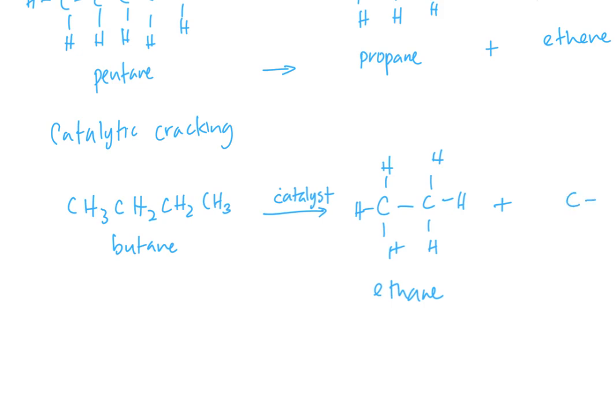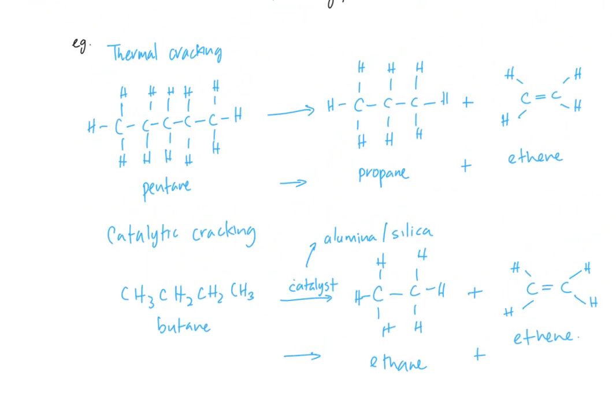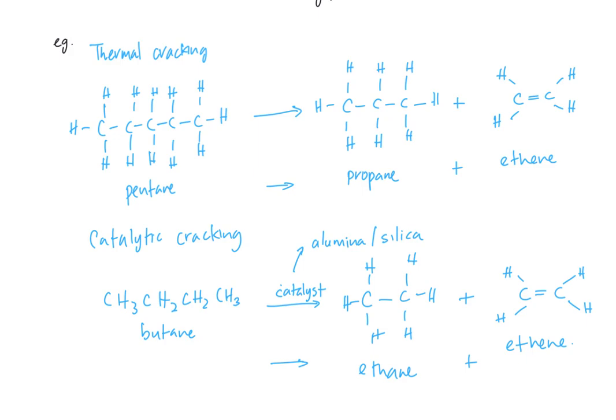And because I only have 2 more carbons left, I have to end up with ethene. And remember, your catalysts here is alumina or silica. So there's 2 examples for thermal cracking, and catalytic cracking.